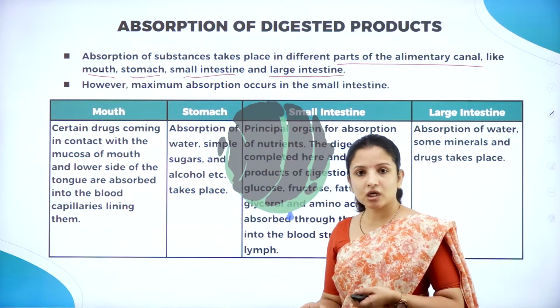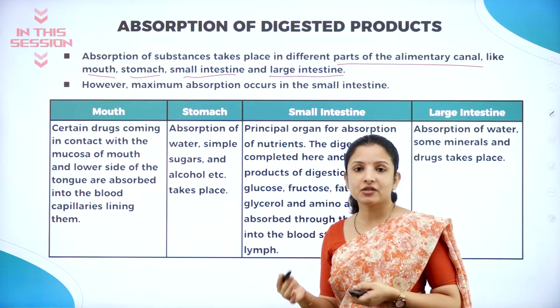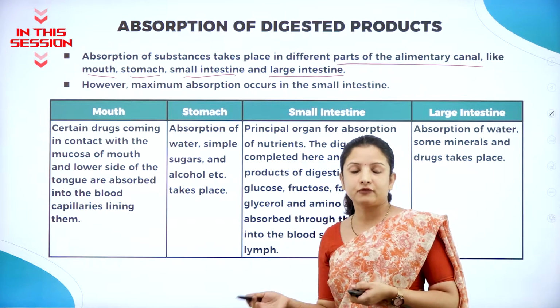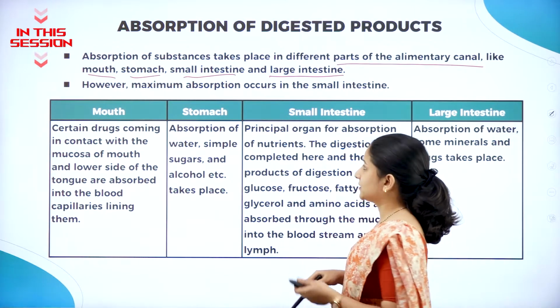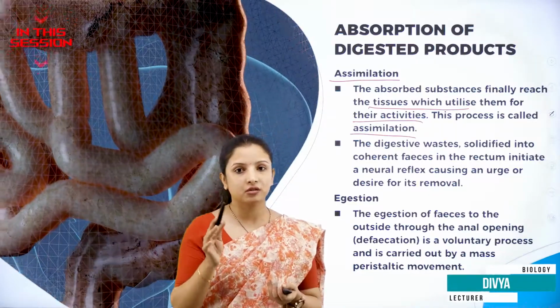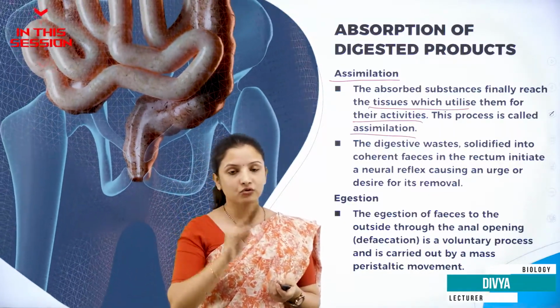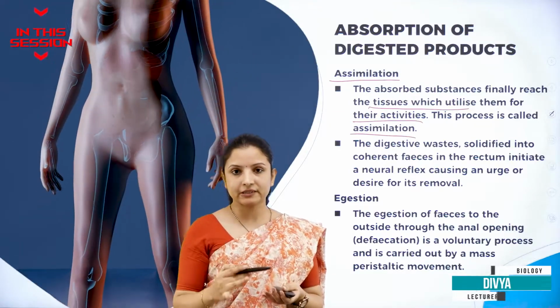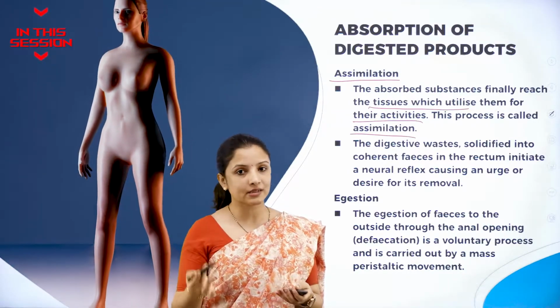In the large intestine also absorption occurs, right? Because the excretory product, or the undigested food, gets absorbed into the large intestine. Assimilation is the process wherein the tissues that are present in the organ absorb the nutrients or various substances from the bloodstream so that they can perform various activities.